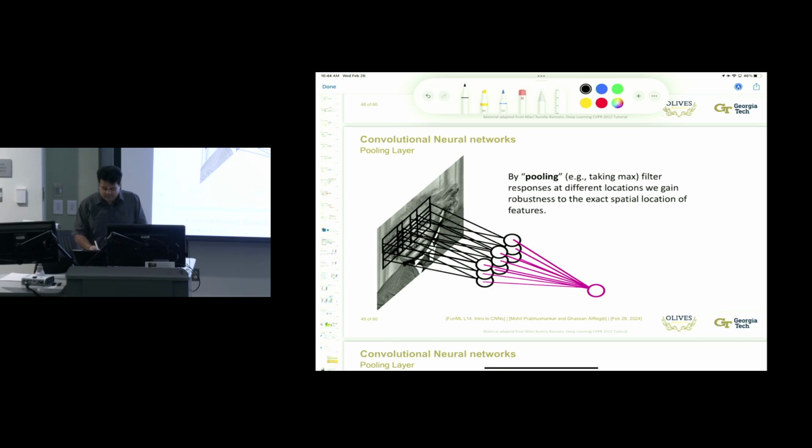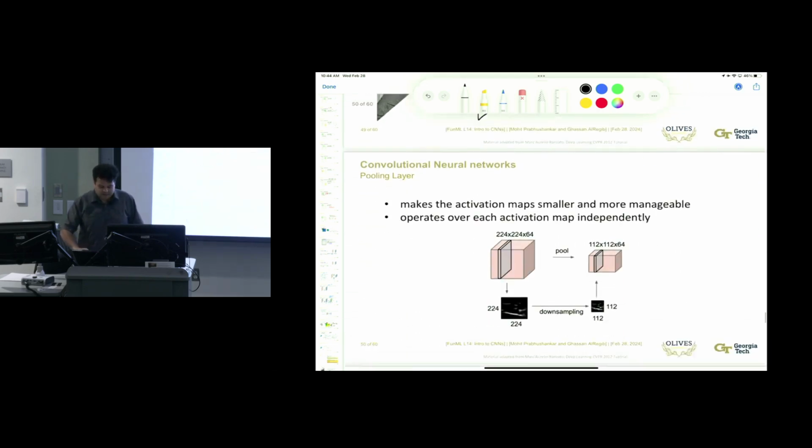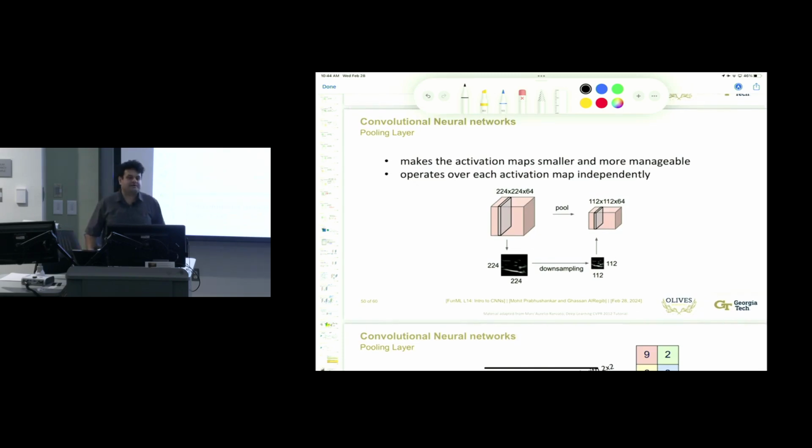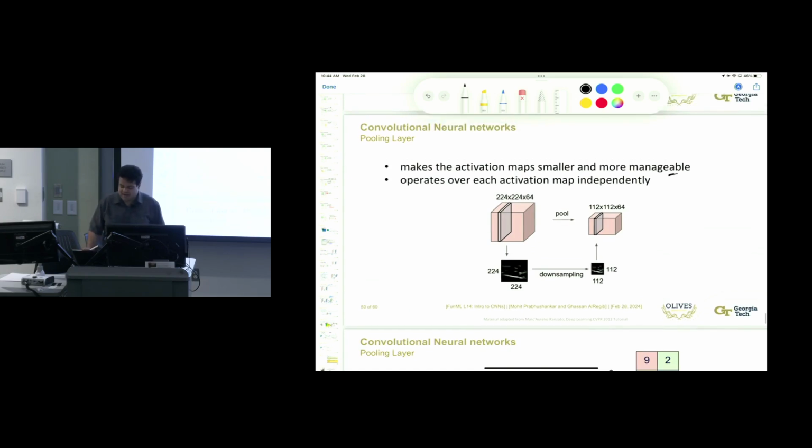By pooling filter responses at different locations, we gain robustness to the exact spatial location of features. So if the feature I require, my kernel, is an eye, I'm going to look at all the features that exist and take the maximum output within my activation map. That is what we essentially call max pooling. So why do we do max pooling? One, it makes the activation map smaller and more manageable. And more importantly, it gives spatial invariance.